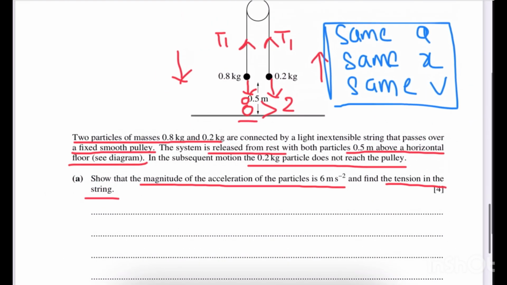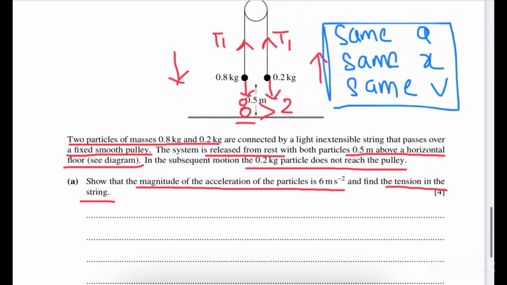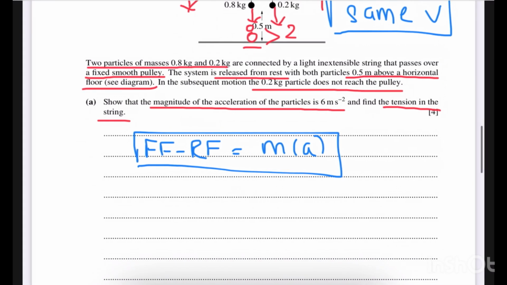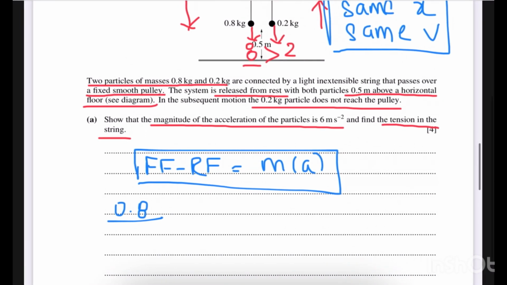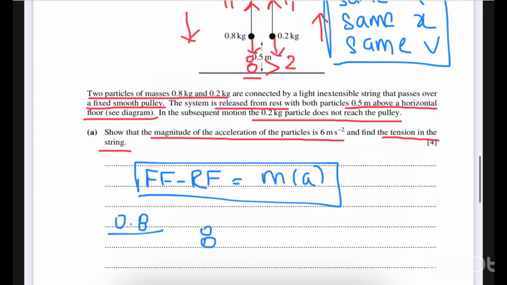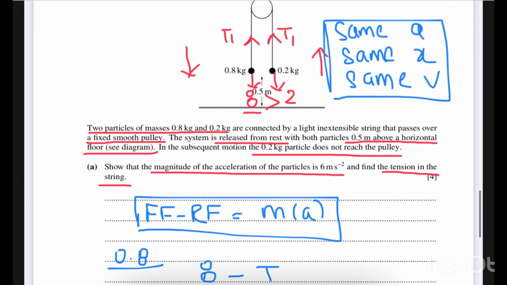Now in order to find the acceleration and the tension, we can use the forces formula, which is forward force minus resistive force is equal to the mass multiplied by the acceleration. Now we will use this forces formula in terms of both the particles. So for the 0.8 kg particle, the forward force will be its weight, which pulls it downwards, which will be 8, and then its resistive force will only be the tension in the string, since the tension in the string is acting in the opposite direction of motion.